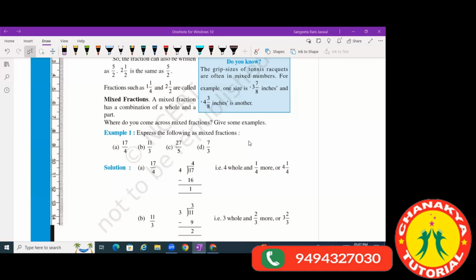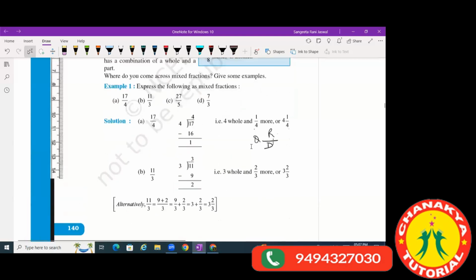As I told you, ma'am, we divide. When we divide like this, we will get some quotient and some remainder. Then we need to make a mixed fraction with those remainder, divisor, and quotient. So below you get the divisor, then you have the quotient, and you have the remainder. Okay, do it. Okay, ma'am.